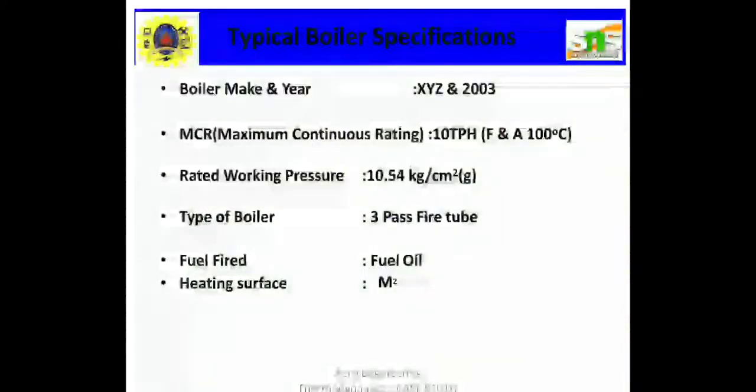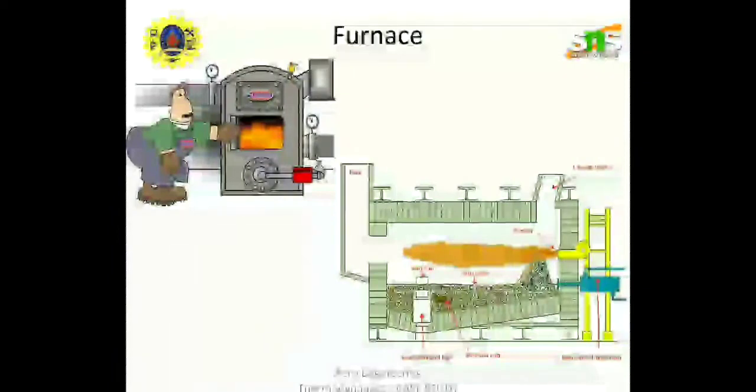These are the typical boiler specifications used in this case study. It is a boiler made in the year 2003. The name is XYZ. MCR is 10 TPH at 100 degrees C. Rated working pressure is 10.54 kg per centimeter square. Type of boiler is 3-pass fire tube. Fuel fired heating surface in square meters, fuel oil. Furnace. How it works, we will discuss in the upcoming slides.